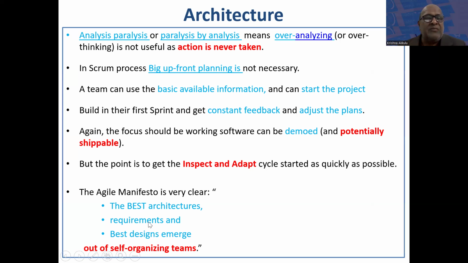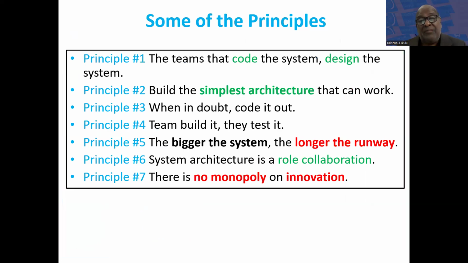Right. See here again, we are using a new word for self-organizing teams. Earlier, we said self-managing team. Sometimes they call it self-help team also. So it is the same thing we are talking about in this slide also. The team that codes the system, they design the system. There will not be a separate architect who comes and gives ideas. And a simple architecture that works is enough in the sprint process, right?